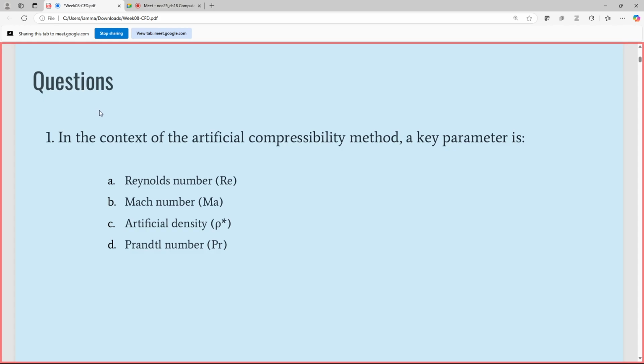So first question, in the context of artificial compressibility method, a key parameter is dash. Options are option A, Reynolds number, option B, Mach number, option C, artificial density, option D, Prandtl number. So in the context of artificial compressibility method, which one among the following is a key parameter?